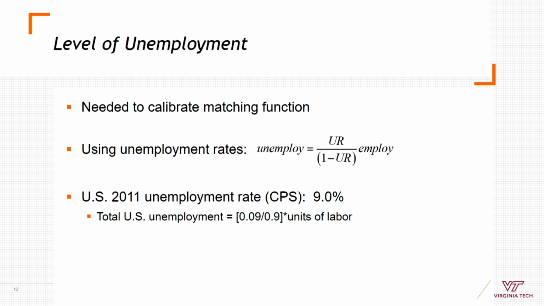So what I'm going to do then for the level of unemployment for total, again, I've got some units of labor from the GTAP database. So this is 0.09 divided by 0.9, and then that's going to give me my total level of unemployment, okay?